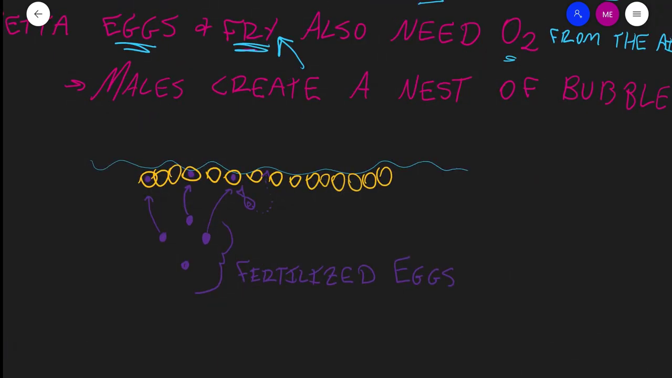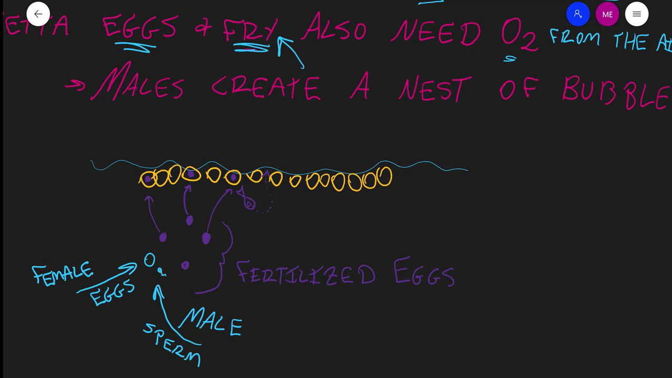Here's how this works. Females will release eggs into the male's territory. The male, meanwhile, will release sperm in the same location that the female releases the eggs. So her egg and his little sperm cells will combine in the water, creating fertilized eggs.